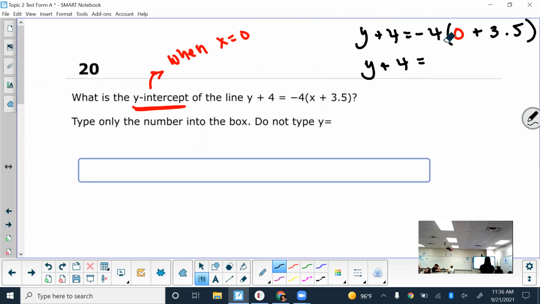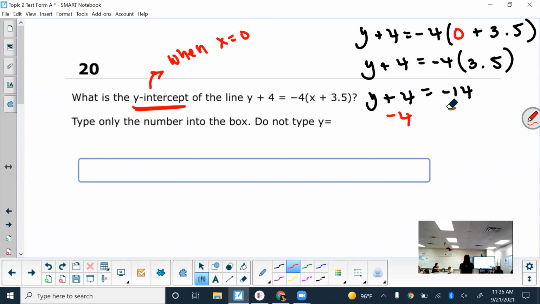So start simplifying. What's 0 plus 3.5? Come on, I know that question can't be that hard. What's 0 plus 3.5? Good. And then what's negative 4 times 3.5? You can use a calculator. Negative 14 equal to y plus 4. Now get the y by itself. How do you do that? So subtracting 4 on each side, and y equals negative 18. So that is my y-intercept, negative 18.